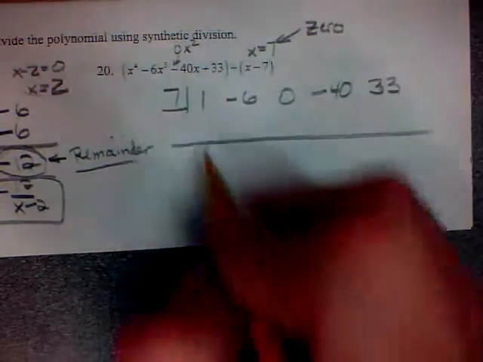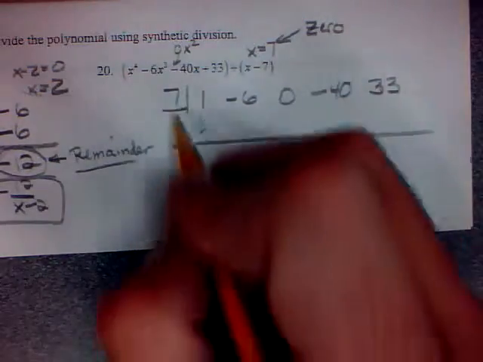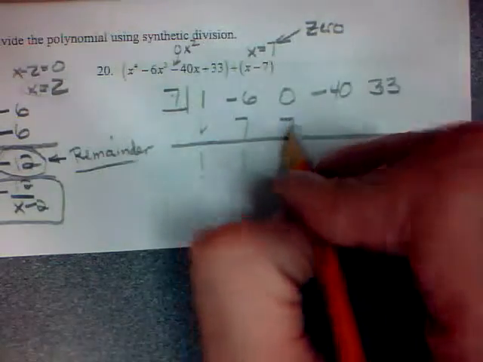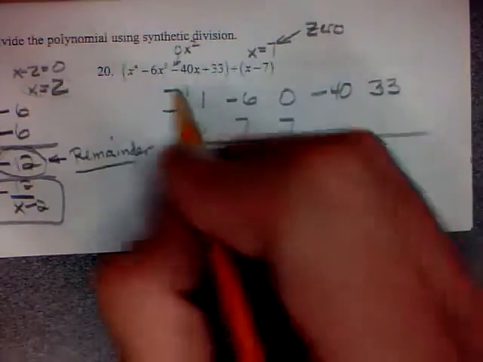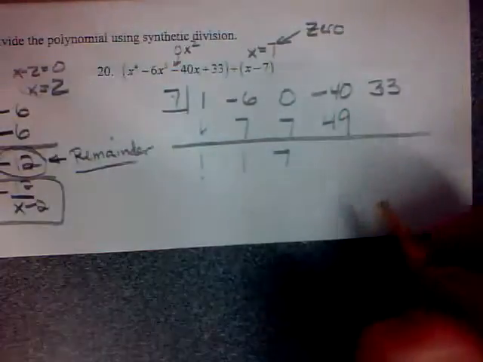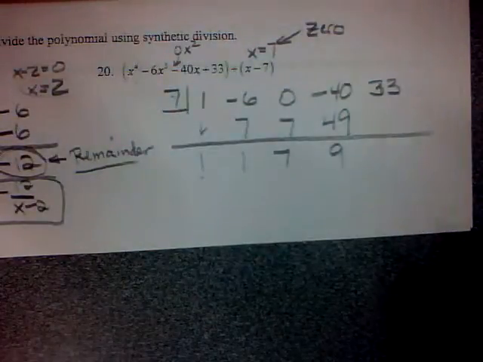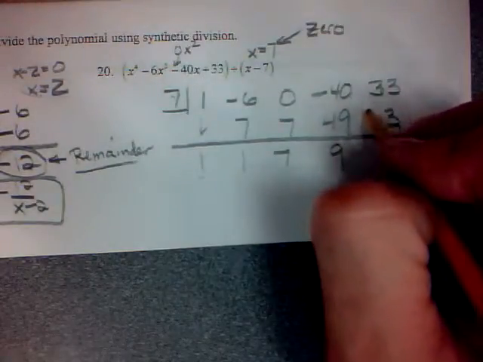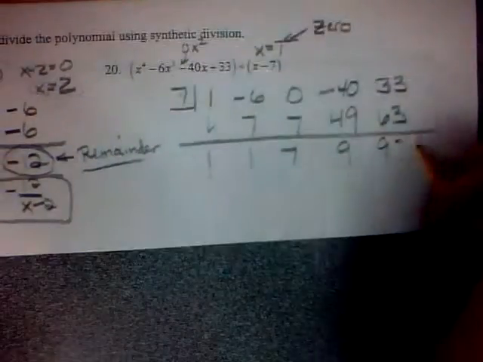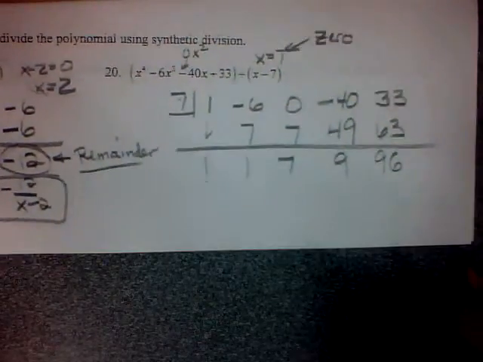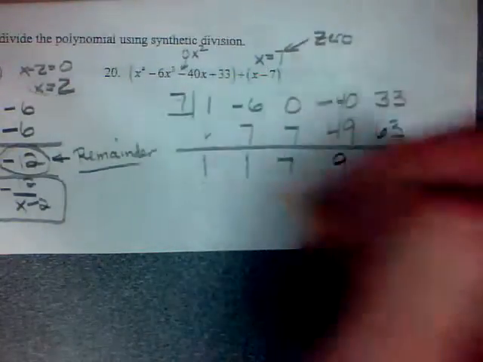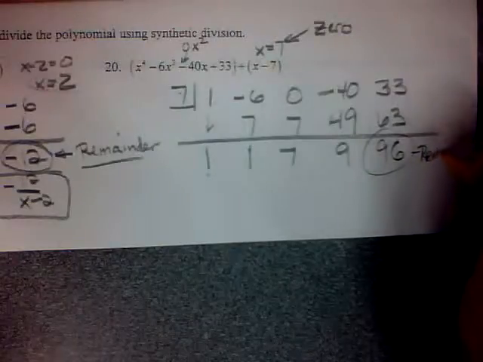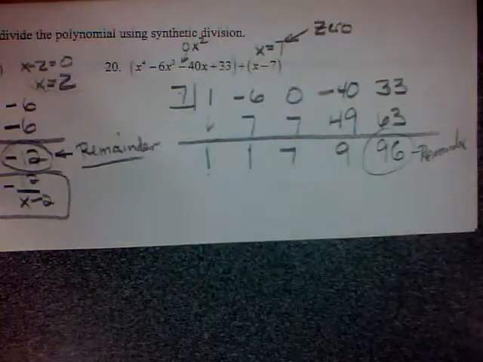Draw your line, drop your first number down, multiply, you get 7, add, you get 1. Multiply, you get 7, add, you get 7. Multiply, you get 49, add, you get 9, multiply, you get 63, add, you get 96, okay, which doesn't look too nice. This again is your remainder. Okay, so that's your remainder.